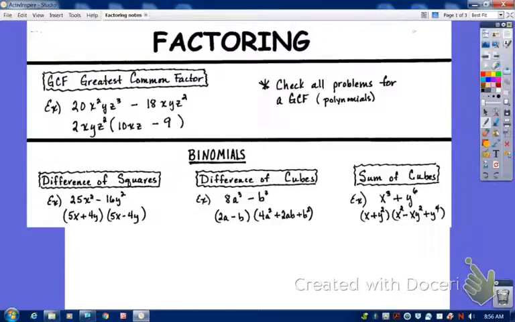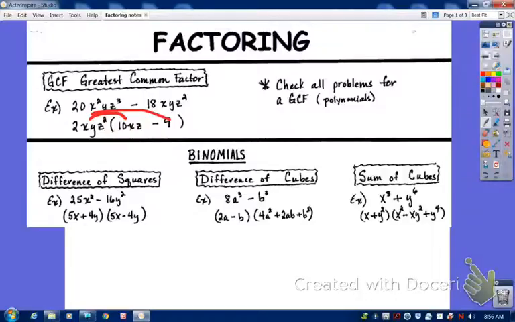GCF is fairly simple to check. You just check by distributing your GCF in your head, not on your paper. You can if you want to. You don't have to show your checks, but this is what you'll do mentally. Does the outside term multiplied times my parentheses give me what I started with? Okay, that's what factoring is.